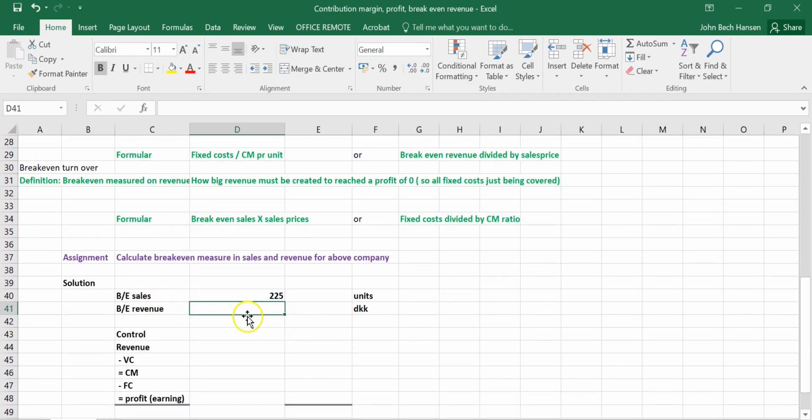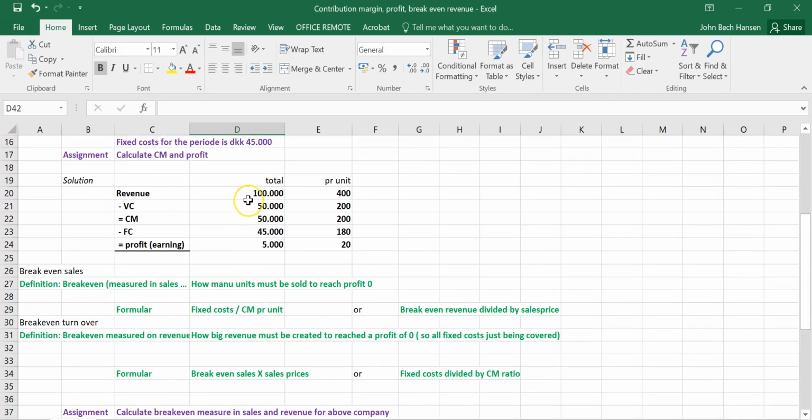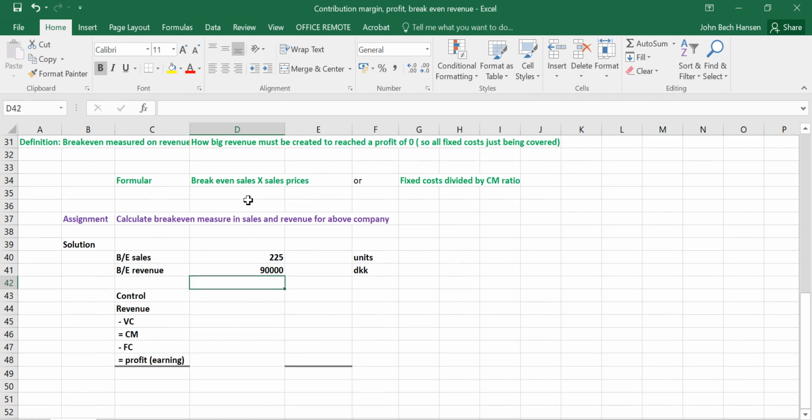What about the revenue? Well, that was the break-even sale, so we can take that up here and multiply by the sales price. So I can take this one and multiply by 400. So they need to have a revenue of 90,000. Today they have 100,000. Okay, so we could control if this is in fact correct.